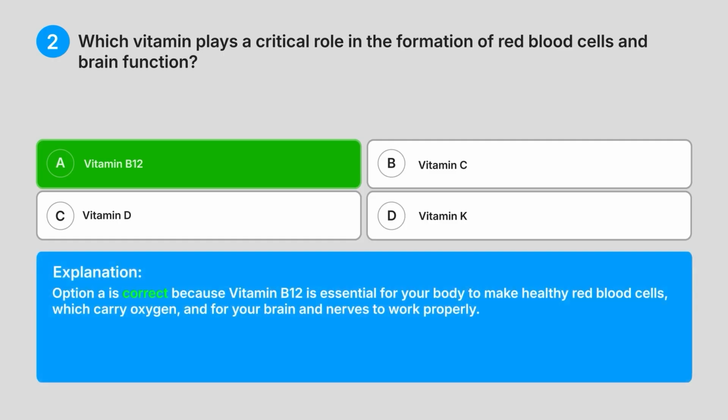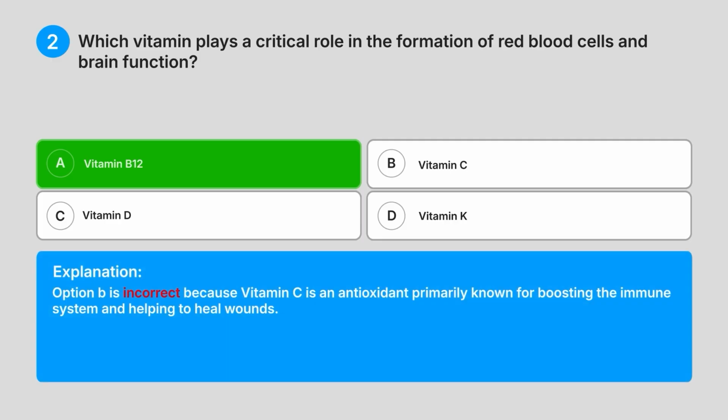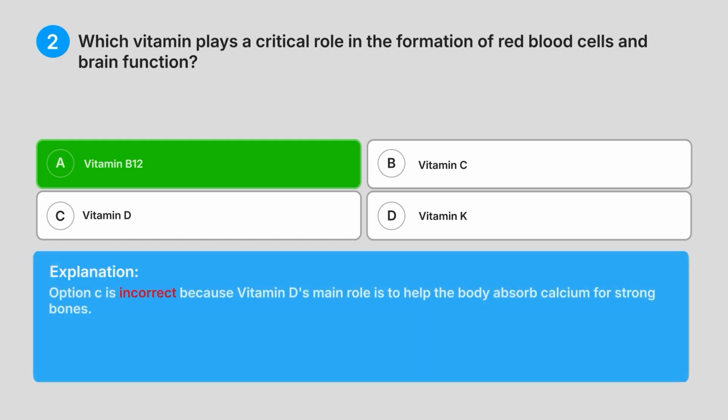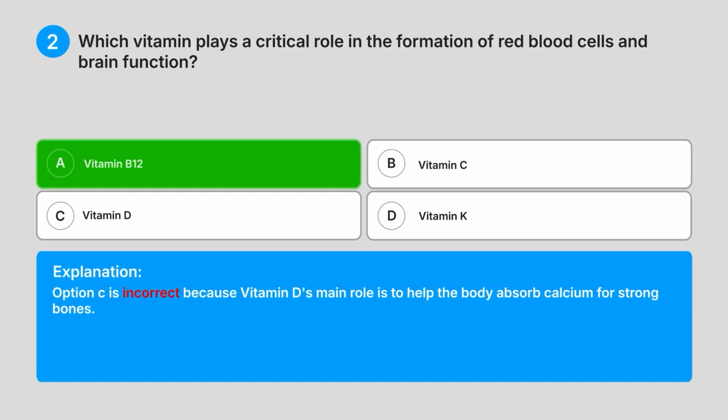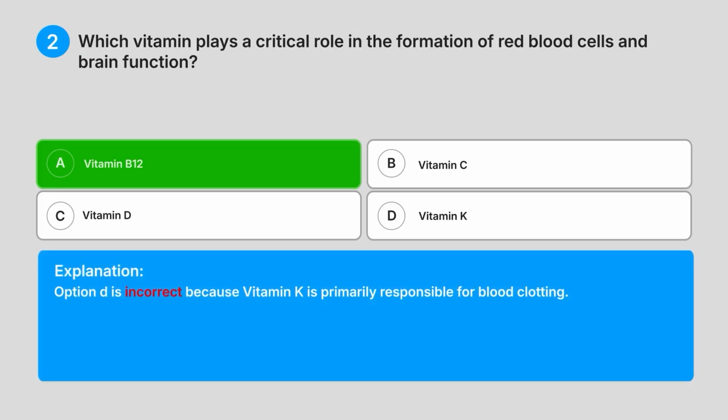Explanation: option A is correct because vitamin B12 is essential for your body to make healthy red blood cells, which carry oxygen, and for your brain and nerves to work properly. Option B is incorrect because vitamin C is an antioxidant, primarily known for boosting the immune system and helping to heal wounds. Option C is incorrect because vitamin D's main role is to help the body absorb calcium for strong bones. Option D is incorrect because vitamin K is primarily responsible for blood clotting.